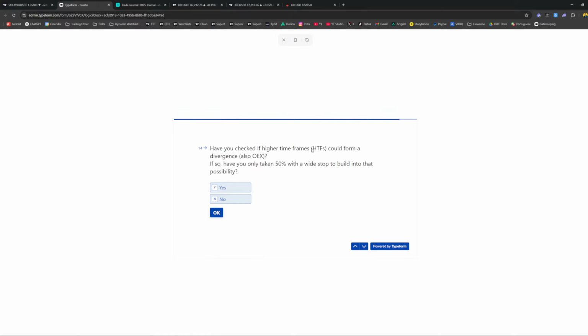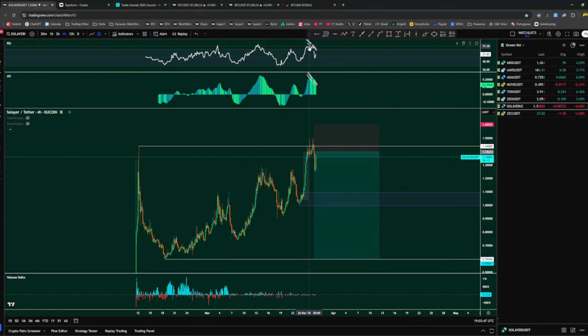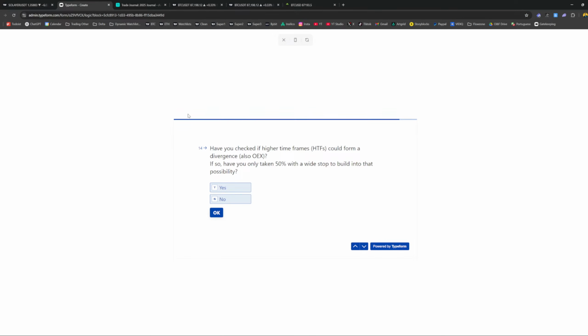Have you checked if higher time frames could form a divergence? Yes, there was a 4-hour divergence, a tight 4-hour divergence that formed at the same time, and the candle close was the same candle close, right? So you can see a tight divergence here, flat topped on the RSI, coming down on the AO as price makes higher highs, the bodies of price make higher highs on the 4-hour. But because the candle was closing at the same time, I was able to take a full whack, okay? So I have checked that.